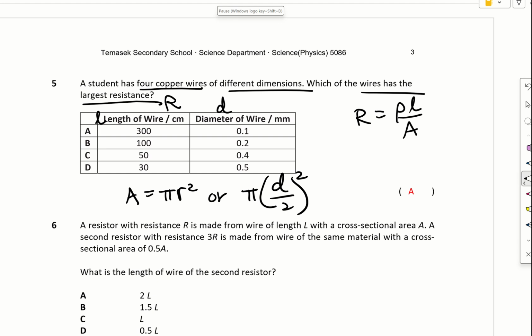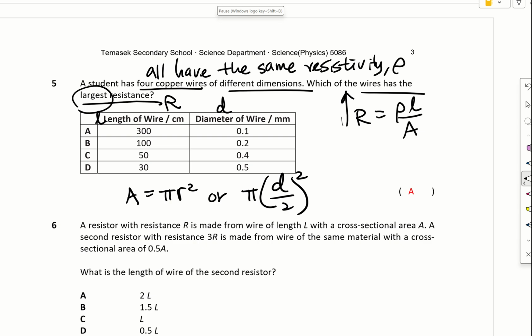Okay, so if I want largest resistance, I want resistance to be very high, and because they are all copper wire, they will all have the same resistivity. Okay, and resistivity, it is this rho symbol. So all their resistivity will be the same.